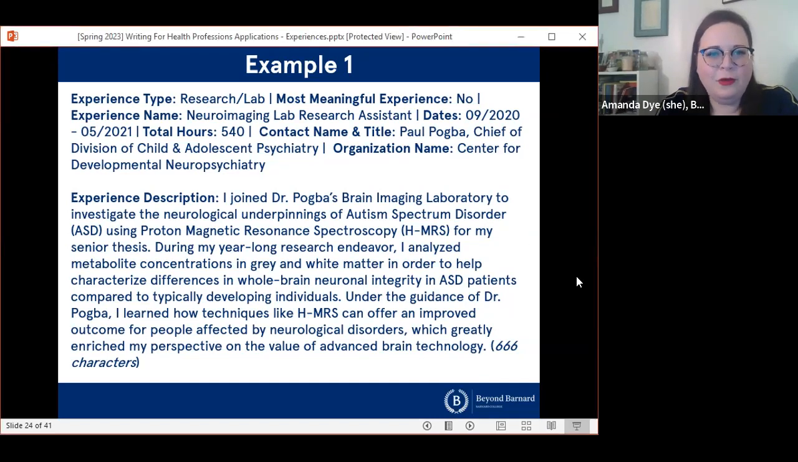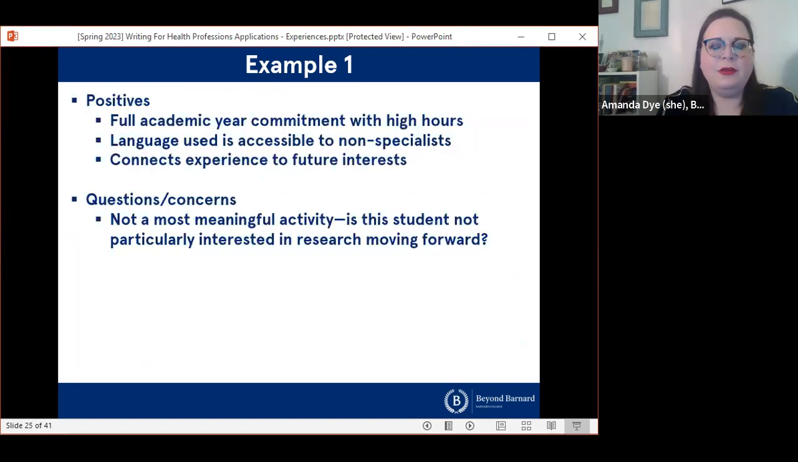Okay, I'm going to skip through to my thoughts about this. Things that I really like about this entry: it's a full academic year commitment, with high hours of involvement, so it definitely seems like something that's been important. I love that the language used is accessible to non-specialists. This is really important to me when I'm reading an entry about research. I want to understand why the research is important, not necessarily know all of the vocabulary of the particular field. And I think the description does a really good job of connecting the experience to future interests.